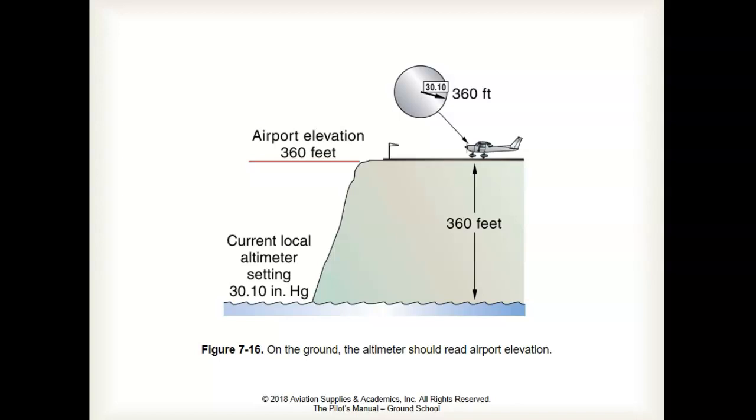This figure shows an aircraft sitting on the ramp at an airport that is 360 feet above sea level. The aircraft has the local altimeter setting of 30.10 inches of mercury set in the Kollsman window. Because of that, the altimeter reads the height above sea level, because 30.10 is the current local pressure at sea level.